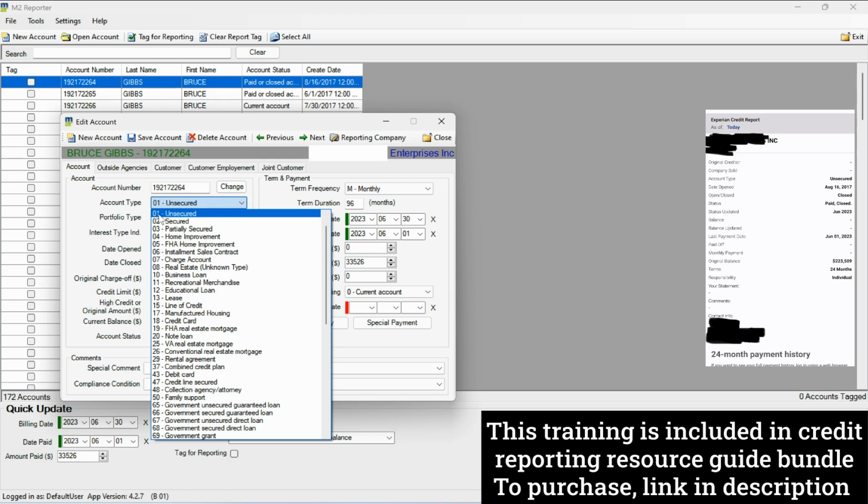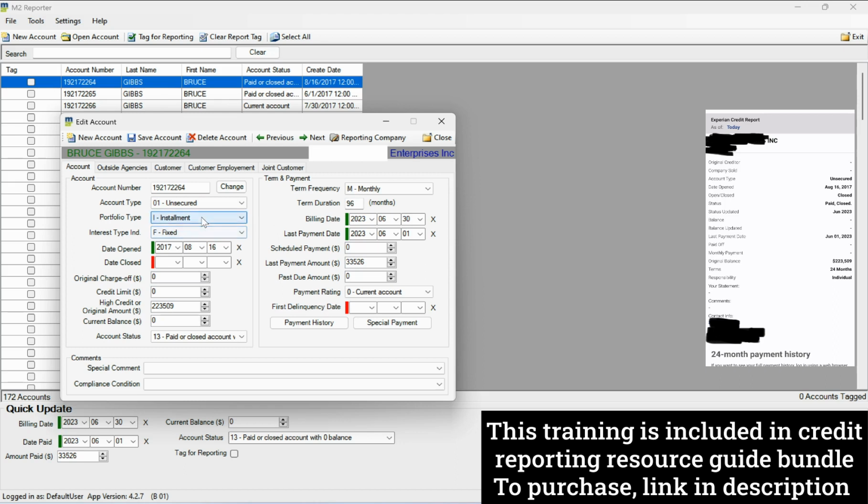All right? And it's an installment. It's an unsecured installment loan. Got me? It's like a personal loan, pretty much. Fixed rate, right? Personal loans, they have a fixed rate. That's what you're going to stick with, getting approved with that.